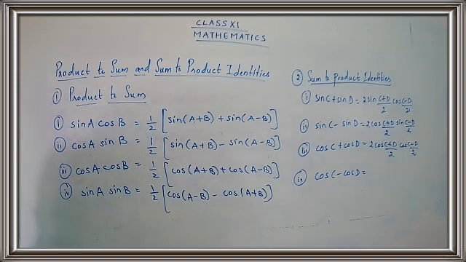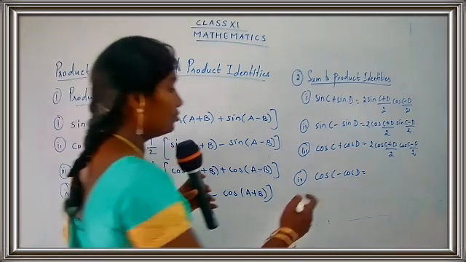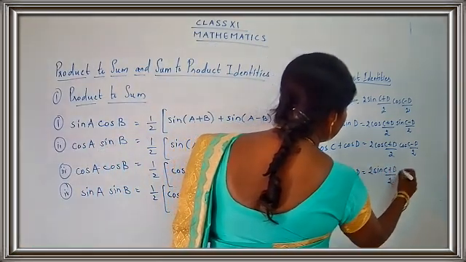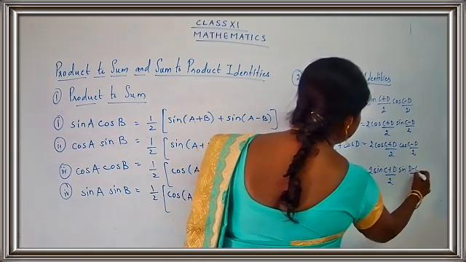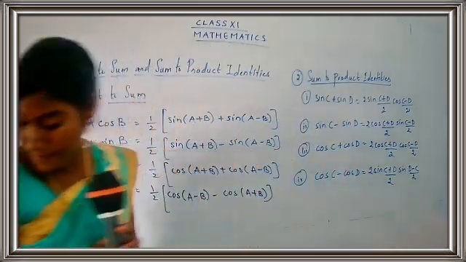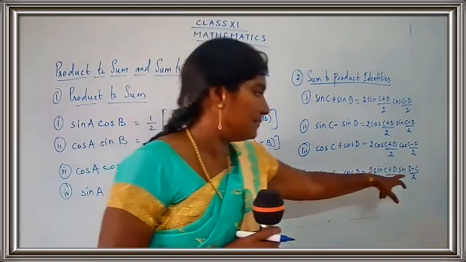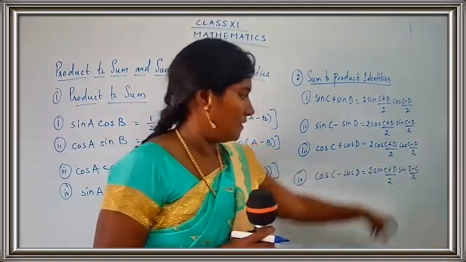Clear? And when you have cos C minus cos D, you have to use the formula as sin. So this will be 2 sin C plus D by 2 and sin D minus C by 2. Just observe the last term carefully, children. So what is the formula? Cos C minus cos D is 2 sin C plus D by 2 sin D minus C by 2. So here it's not C minus D, here it is D minus C.